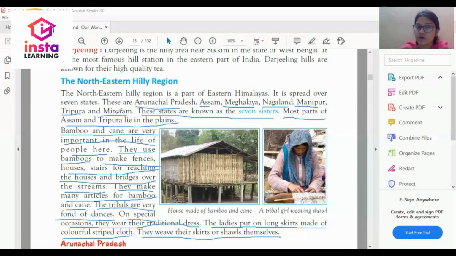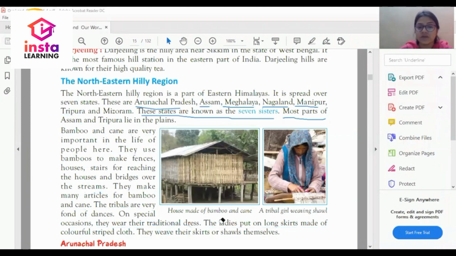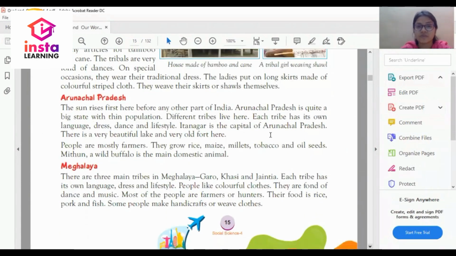So this is the lifestyle of the northeastern hilly regions. Let's discuss the first state of the northeastern hilly region, which is Arunachal Pradesh, the first one in the queue of the Seven Sisters. Dear student, the sun rises here first, before any other part of India.